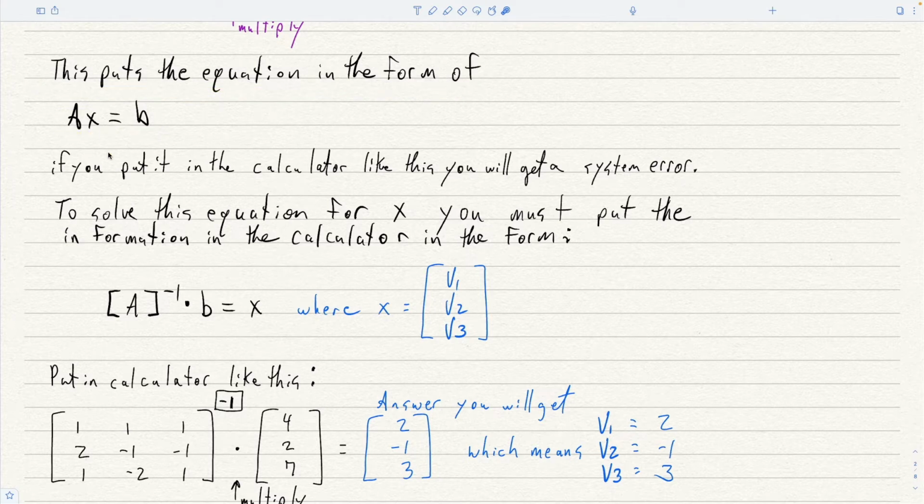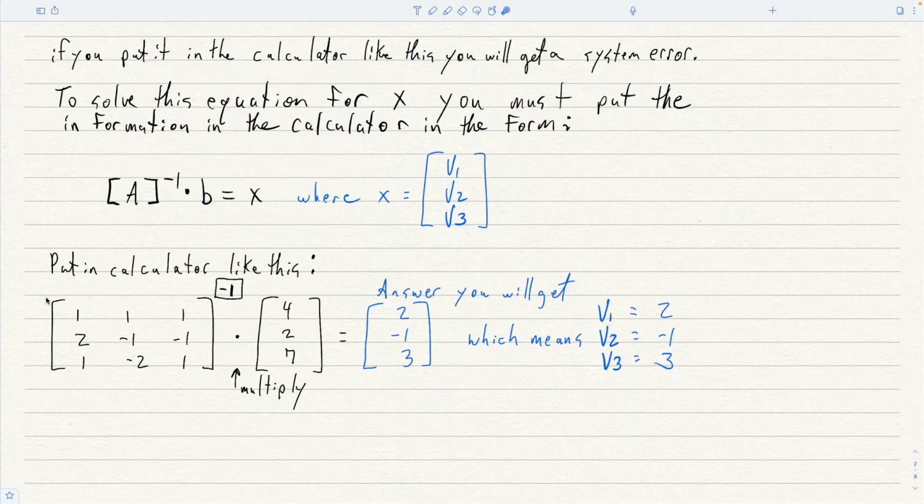And also, same as before, if you put it in the calculator like this, you will get a system error. To solve this equation for the voltages, you must put the information in the calculator in this form. Matrix A raised to the negative 1 power multiplied by matrix B gives you your unknown X. Well, in our case, X is v1, v2, and v3. So you'll need to put it in the calculator like this. Create a 3 by 3 matrix, raise it to the negative 1 power multiplied by a 3 by 1 matrix, and when you hit enter, you'll get this answer. This means v1 equals 2, v2 equals negative 1, and v3 equals 3.